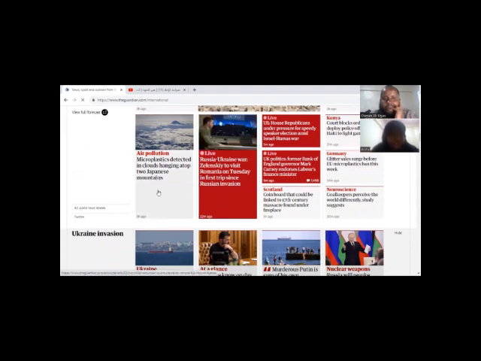Air pollution: microplastics detected in the clouds hanging atop two Japanese mountains. So they found microplastics in two Japanese mountains. So it's basically air pollution. Okay. Very good. Air pollution.